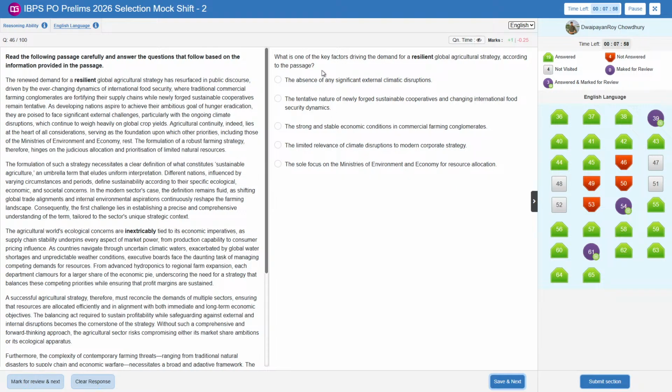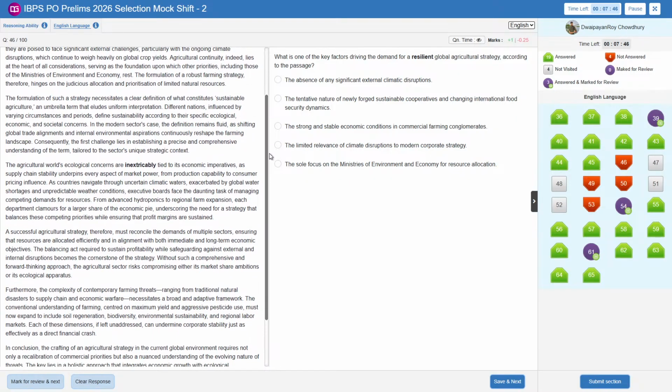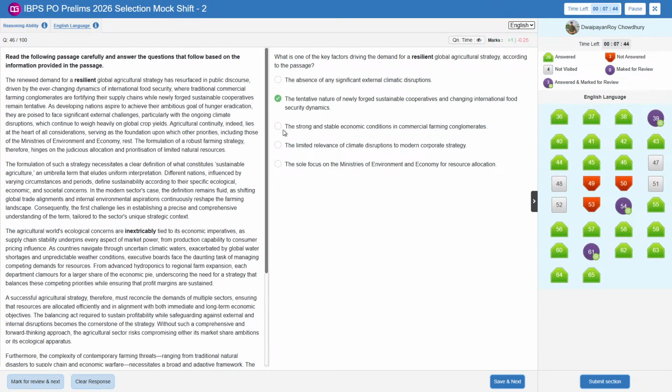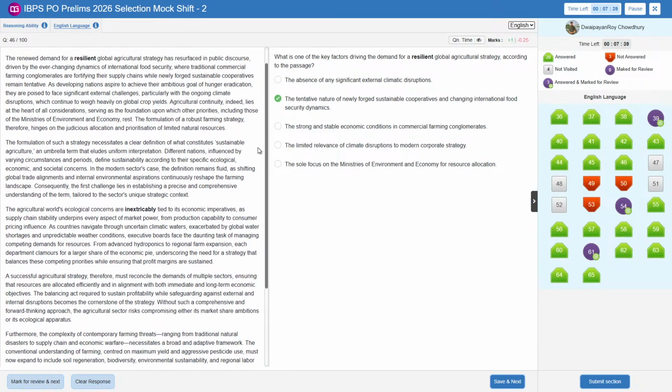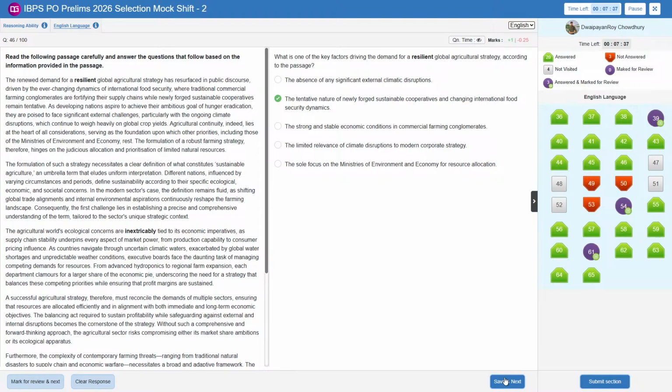What is the one key factor driving the resilient global agricultural strategy? The absence of any significant external climate disruption, the tentative nature of newly forged sustainable cooperatives, changing internal food security, limited prevalence, the sole focus, strong economic condition. And passage, why is there a need to expand the traditional understanding of farming? Neglecting soil city and markets can destabilize the sector.